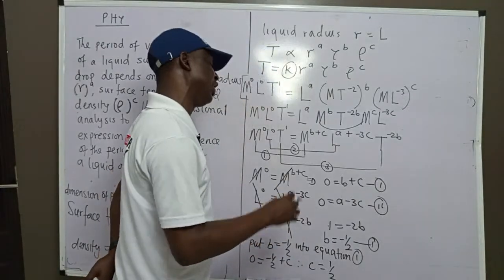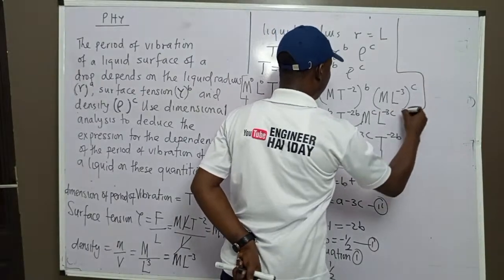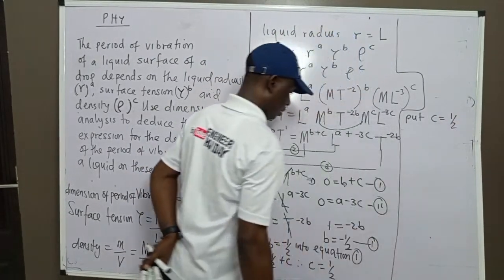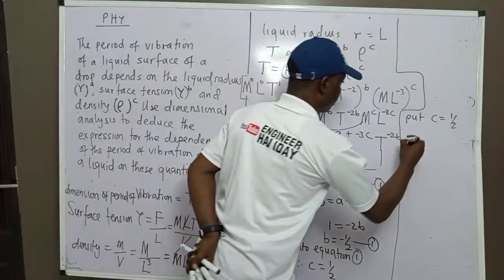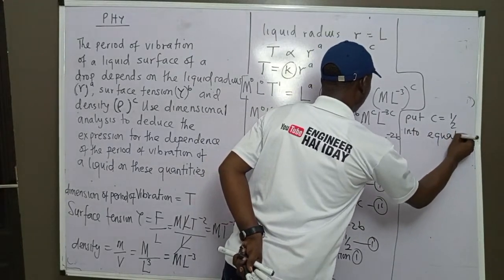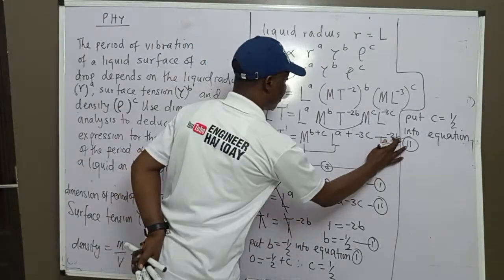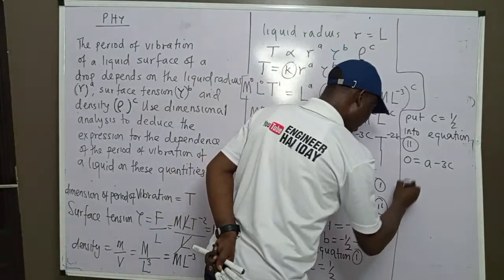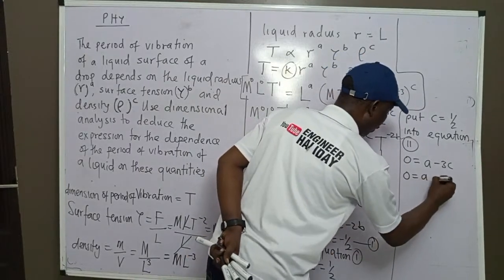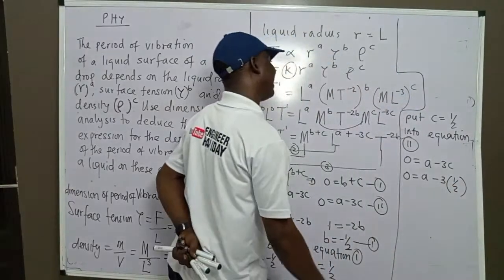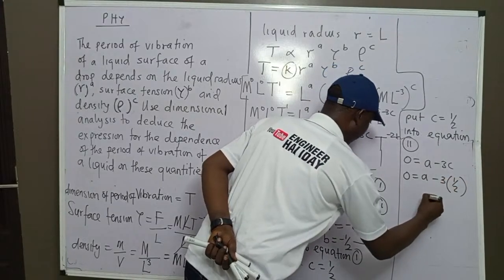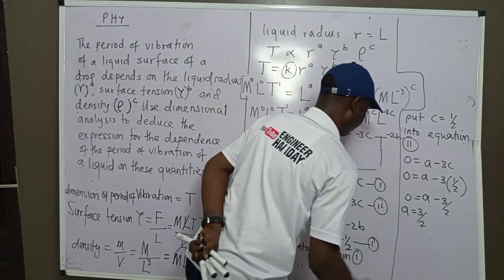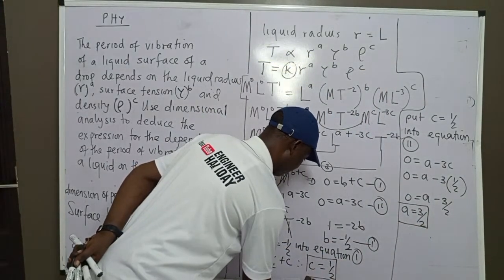Then the last one now is to put C into equation 2. So put C equal to 1 over 2 into equation 2. So what do we obtain now when you do that? We see that 0 equal to A minus 3c. Ladies and gentlemen, boys and girls, we now have 0 equal to A minus 3 into 1 over 2. And at the end of the day, you shift it over. This will give us A minus 3 over 2 equal to 0. Then A equal to 3 over 2.